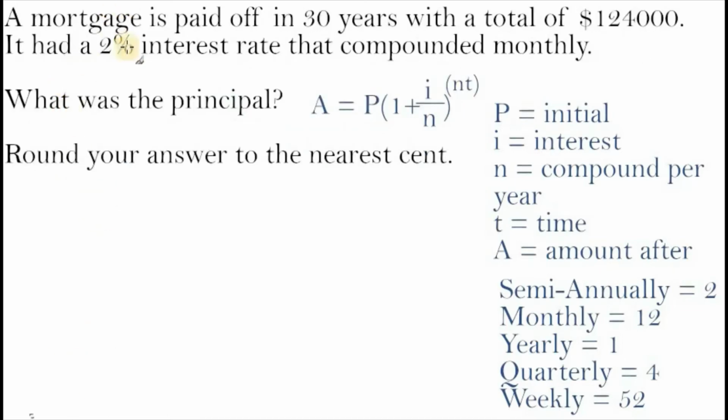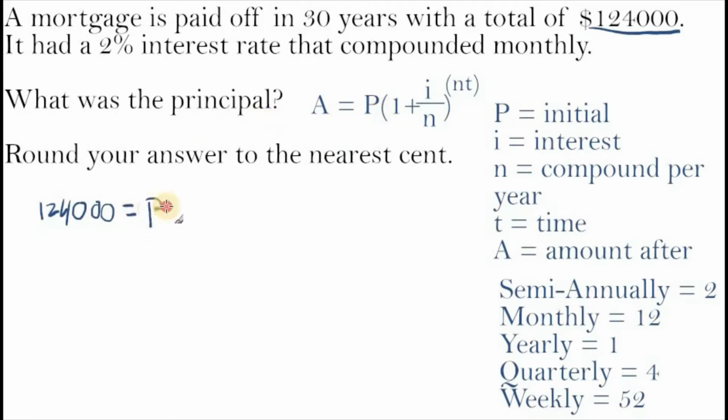Now in this question, it says the mortgage is paid off in 30 years with a total of $124,000. It has a 2% interest rate that is compounded monthly. What is the principal? Here it wants to know what the principal is, and it gave us a total. A is the amount after, or the total, so we'll plug into the equation. A, we know what that is: it's 124,000.